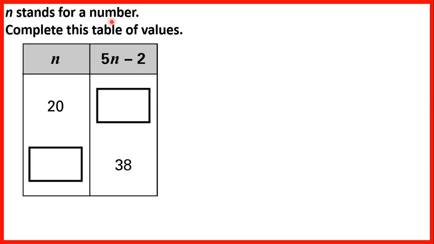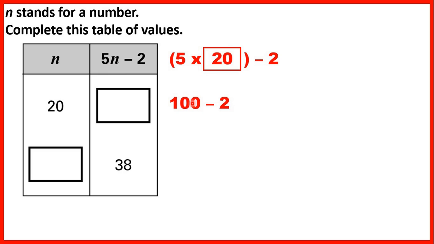N stands for a number. Complete this table of values. So first we have n as 20, and we need to work out 5n minus 2. Now 5n means 5 times n, so we can work out 5 times 20 minus 2. 5 times 20 is 100, and 100 minus 2 is 98.